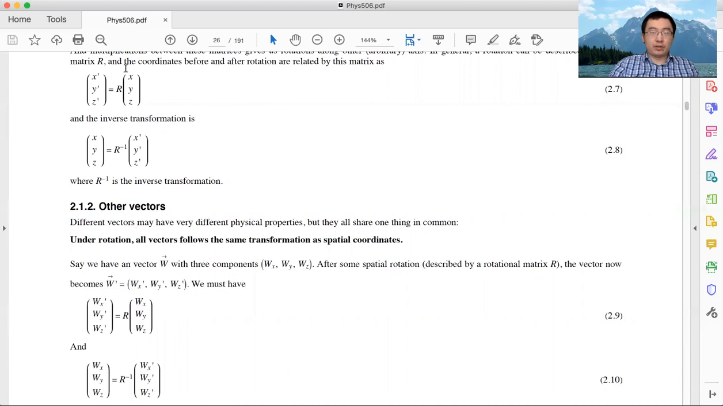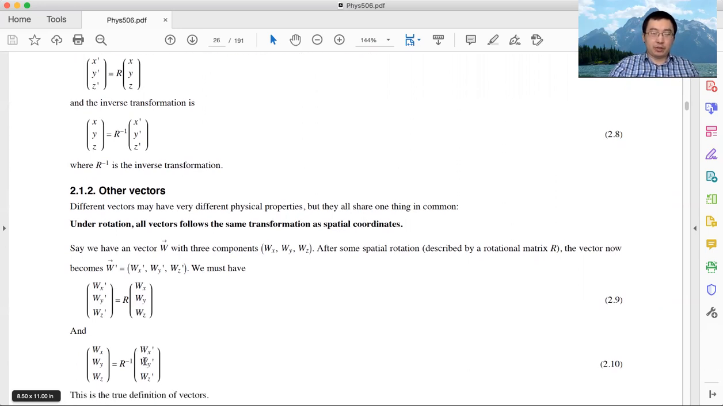We know that under spatial rotation, x, y, z becomes x prime, y prime, z prime, and their relation is the rotational matrix R. So for this physics quantity, these three components also need to transform under spatial rotation using exactly the same rotational matrix. As long as that is true, these three components combined together are called a vector. And we can also define the inverse transformation.